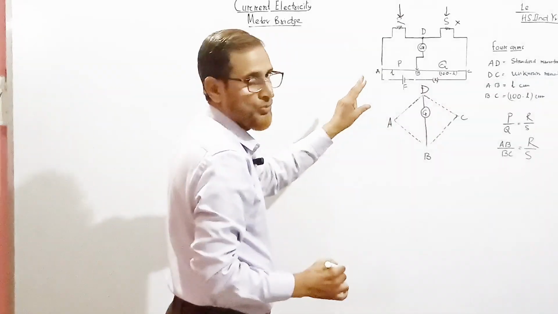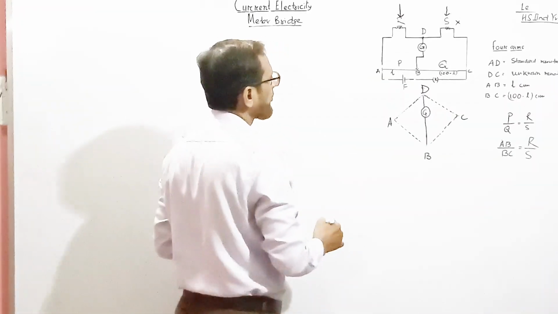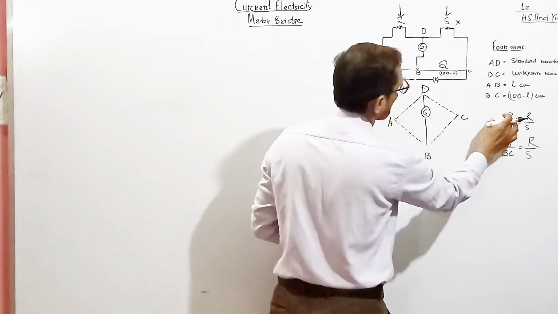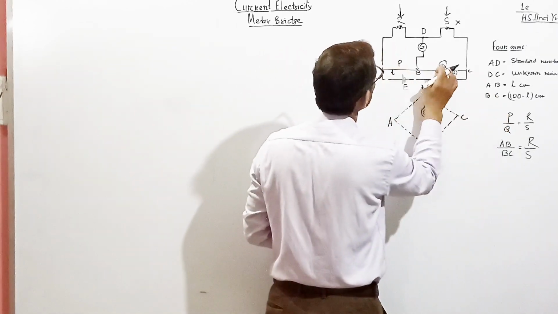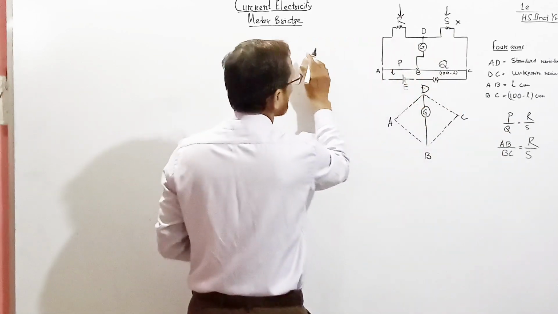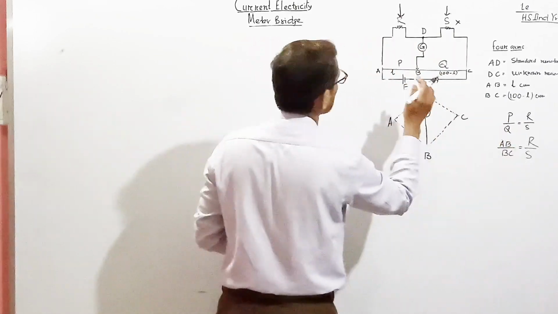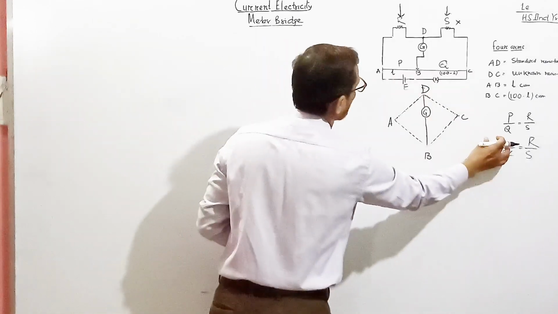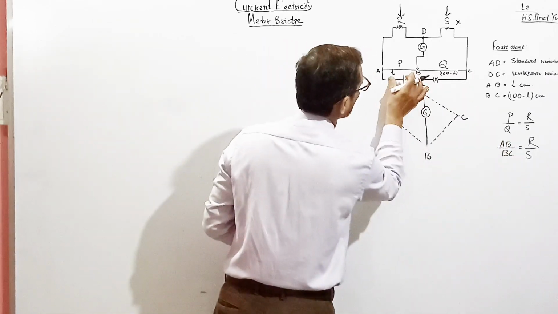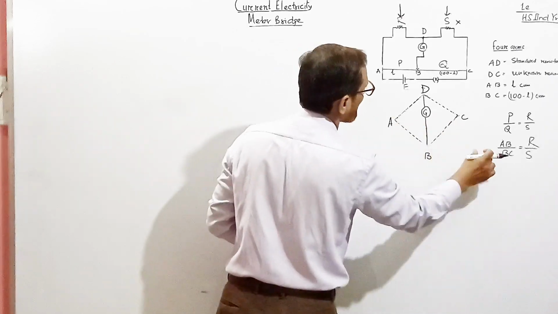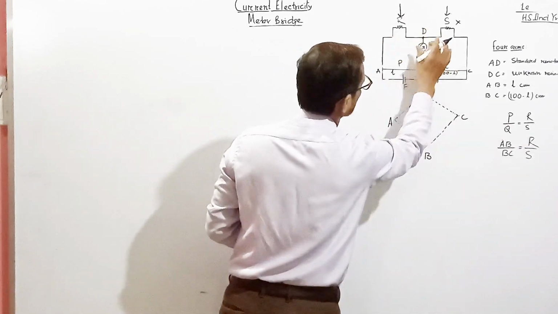According to the Wheatstone bridge principle, if this part is P and this is Q, then P by Q is equal to R by S. P means AB, and Q is BC. So AB by BC is equal to R by S.